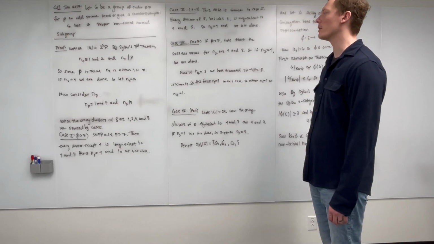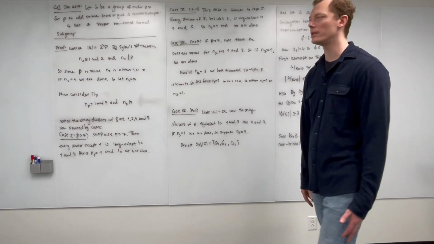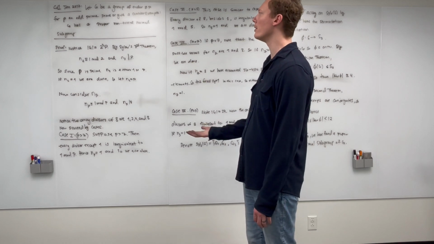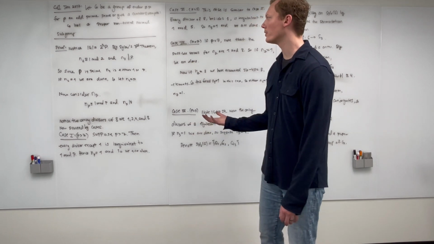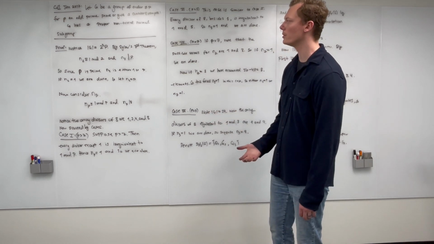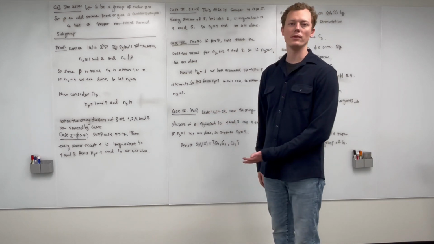Now we're going to talk about group theory problem 1 from the January 2017 qual. This problem says, let G be a group of order 8 times P for P an odd prime. We want to prove or give a counterexample to the statement that G has a proper non-trivial normal subgroup. And we're going to prove this statement.